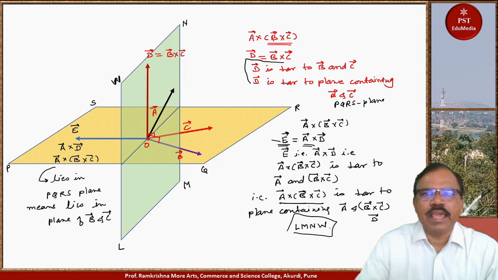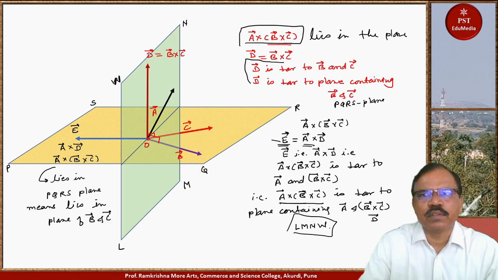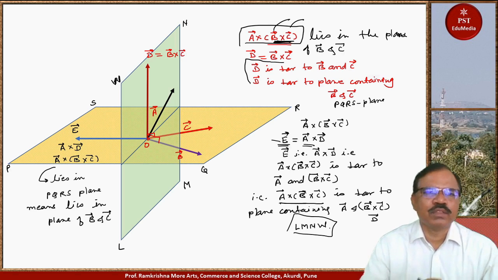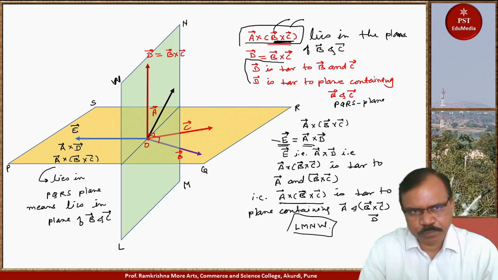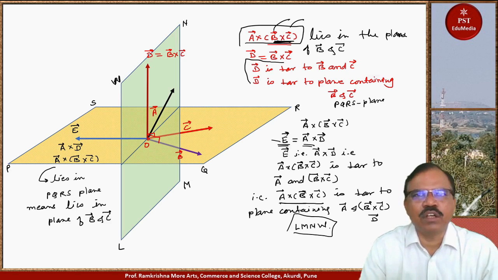So see here, A cross B cross C, this vector lies in the plane of this B and C, means vectors in the parenthesis. So in this way we can represent it, A cross B cross C and direction of A cross B cross C. So A cross B cross C lies in the plane of B and C, that is vectors in the parenthesis.